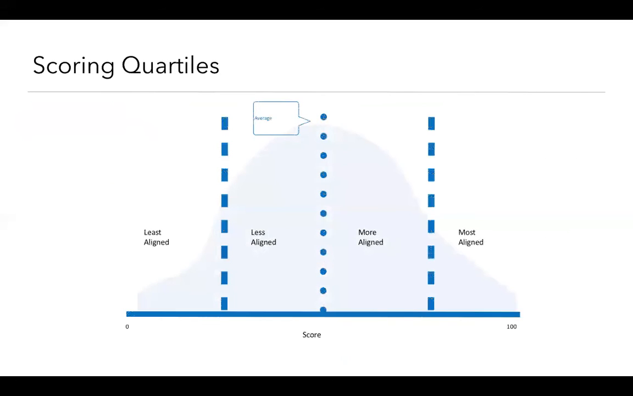You'll see on the bell curve here, what we do is we go through and we look at the final scores. We normalize the scores out of 100, find the average, and that's going to be the dividing line between quartile 2 and quartile 3. From that dividing line, we'll do a standard deviation to determine the division between quartiles 1 and 2 and quartiles 3 and 4.